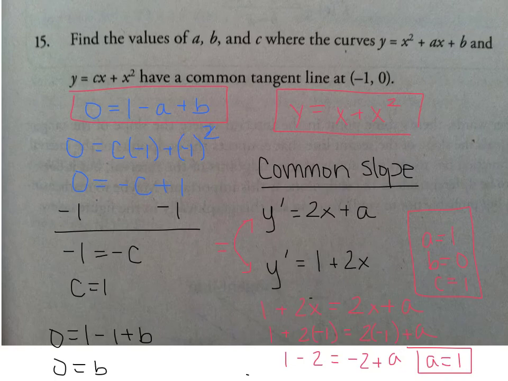It's also really interesting to note that if you plug a, b, and c back in, you get y equals x squared plus 1x plus 0, and here you had y equals x plus x squared. So they are actually the exact same graph and the exact same function, in order to have the same tangent line, same point.